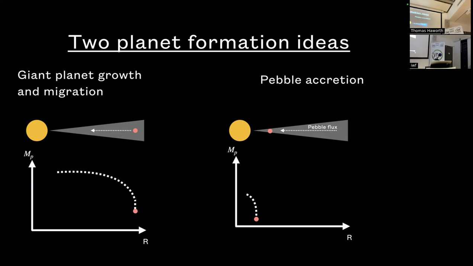The first one has to do with the growth and migration of giant planets. Here we have the star, and here we have the disk. This one starts by saying we don't know how the planet got there in the first place, but something put it there, right?